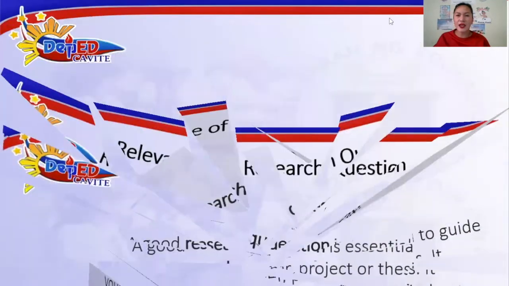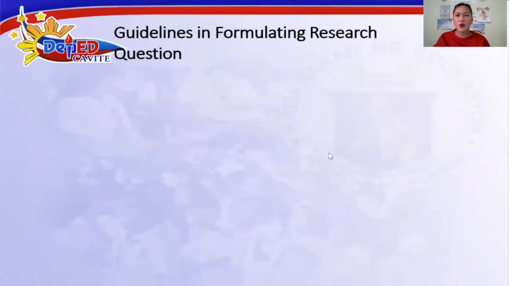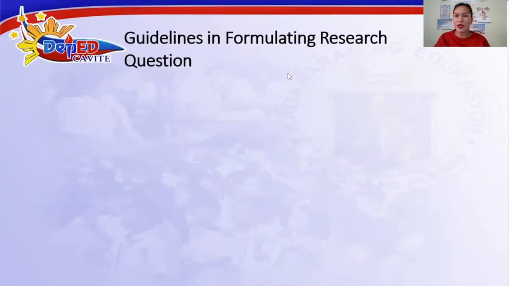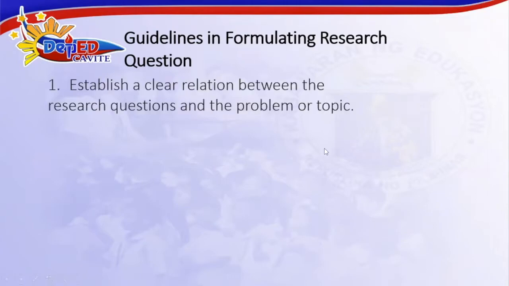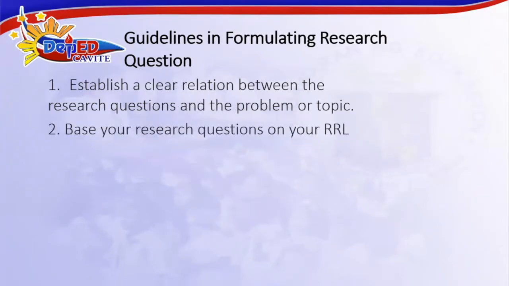Next are the guidelines for a research question. So what are the guidelines in formulating a research question? The first one is, establish a clear relation between the research questions and the problem or topic. The research problem enables you to generate a set of research questions. However, your ability to identify your research problem and to formulate questions will depend upon the background knowledge you have about the topic. Next, number 2, base your research question on your review of related literature.